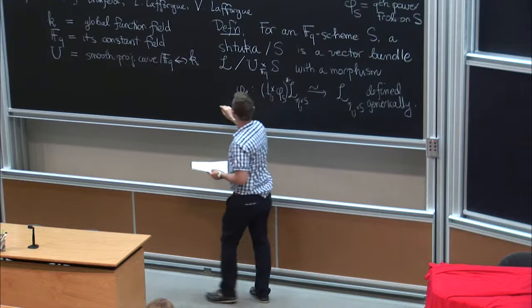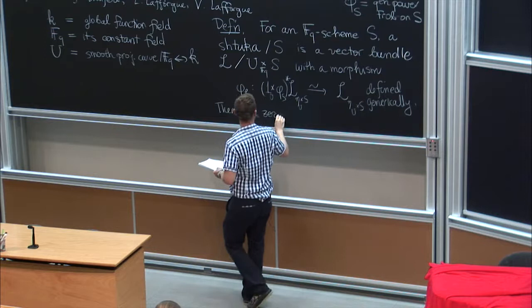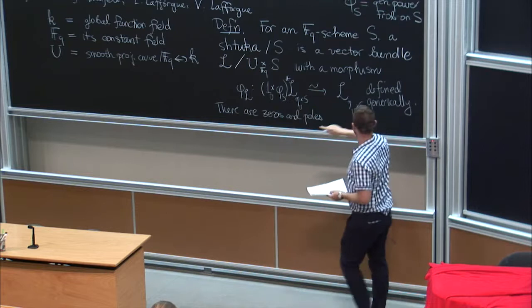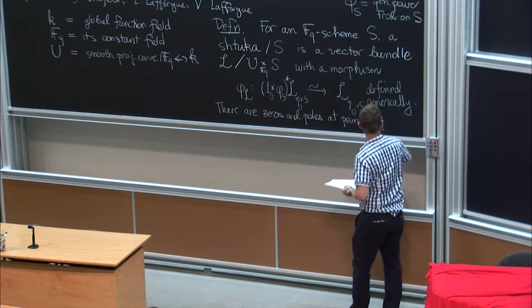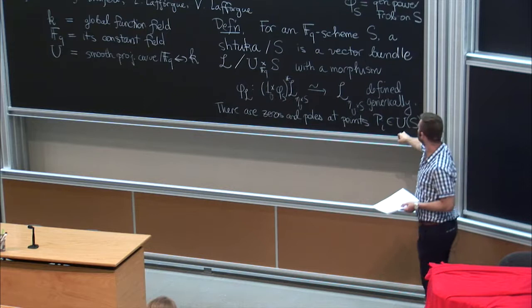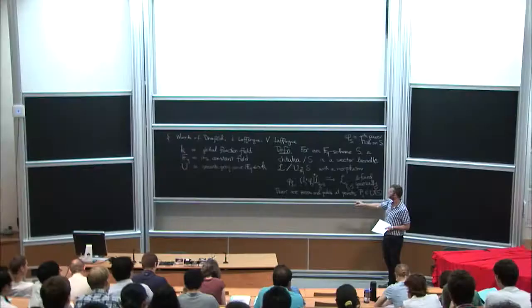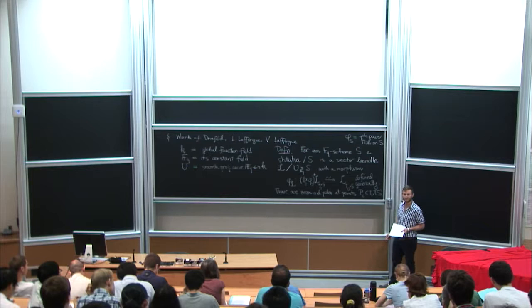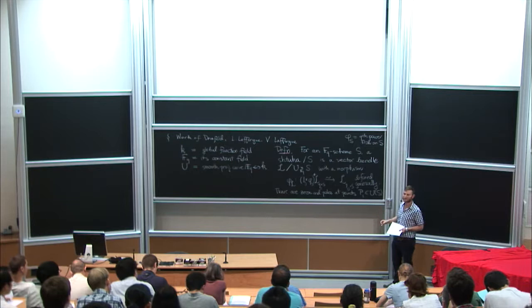So there are zeros and poles of this morphism at some finite list of points, and these points are S-points of U. Okay, so these are morphisms from S to U. So I'm not being so precise here. What I really mean is there are zeros and poles at the graphs of those points. If I have a morphism from S to U, its graph is this subscheme of U cross S, and that's where I mean it has its zeros and its poles. Okay.